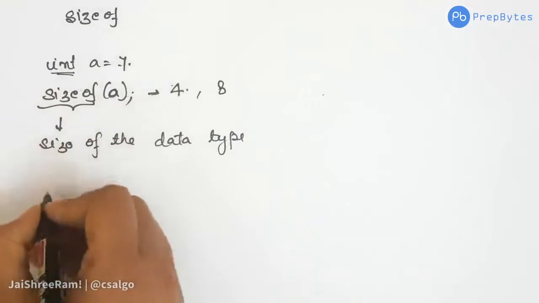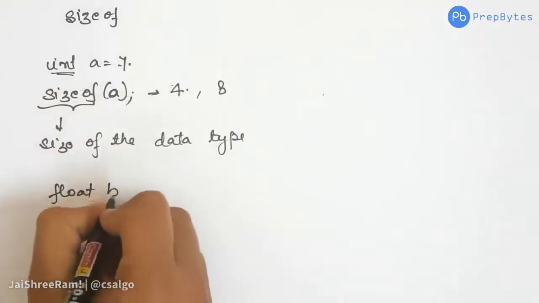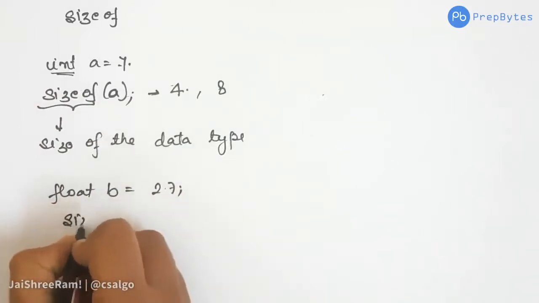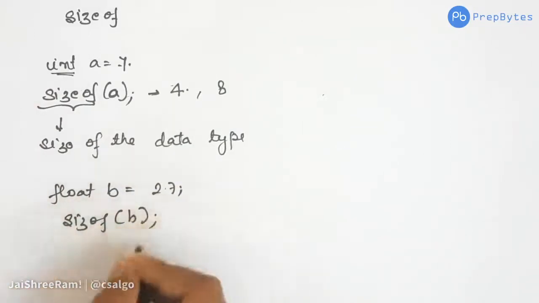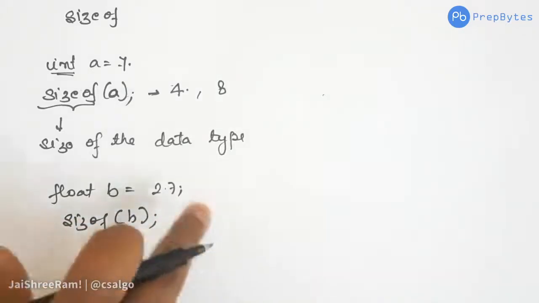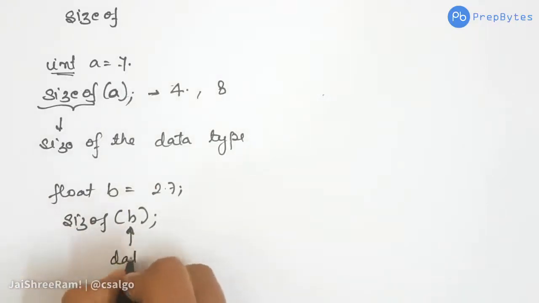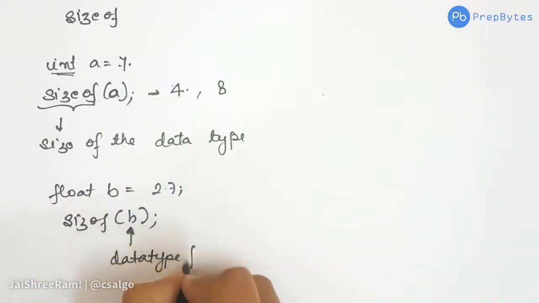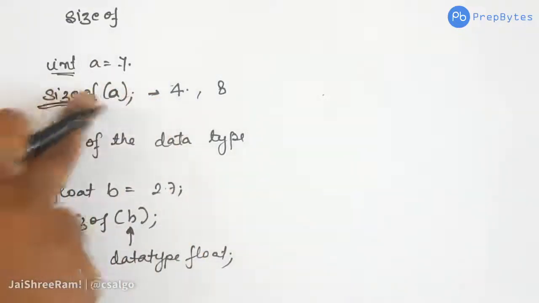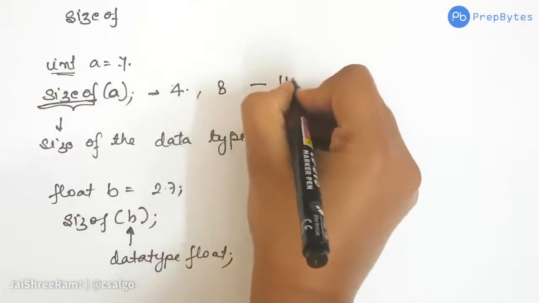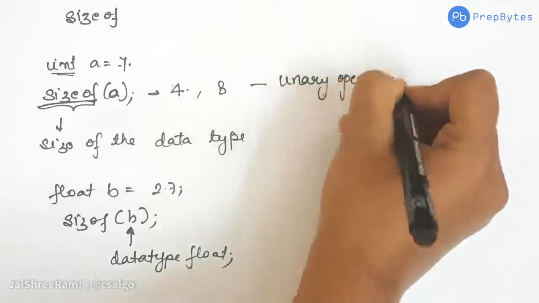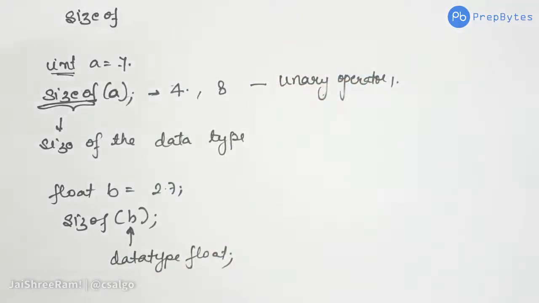If you write something like float b equal to 2.7, even if you don't initialize it, and you write sizeof b, it gives me the size of the data type float. So this is the sizeof operator, and we can see that sizeof is a unary operator. That was about the sizeof operator.